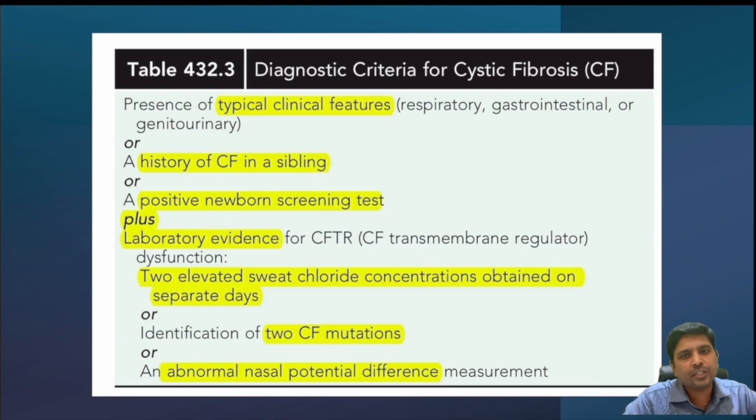or nasal potential difference. At present, apart from doing sweat chloride test, majority of us are planning for genetic test, not because genetic test is becoming cheap and economical nowadays, also because we can plan management with correctors, potentiators based on the mutations that is present. Okay, right. So let's go.